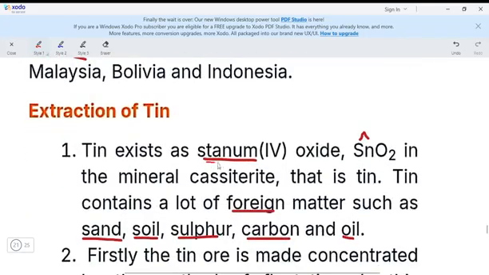Since tin exists as tannum 4 oxide, tannum is the Latin name of tin. Tannum, Sn, tin. So that's the symbol of tin is Sn. So tannum 4 oxide, that's how tin exists. And tin contains a lot of foreign matter like sand, soil, sulfur, carbon, oil, like impurities that come with tin.